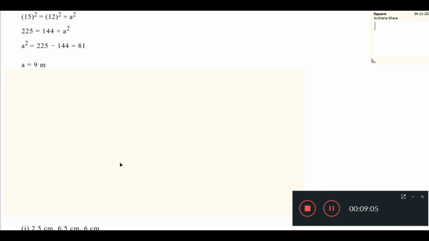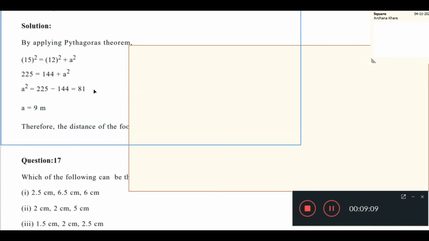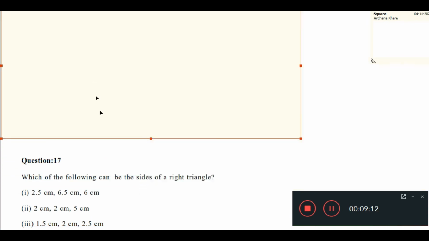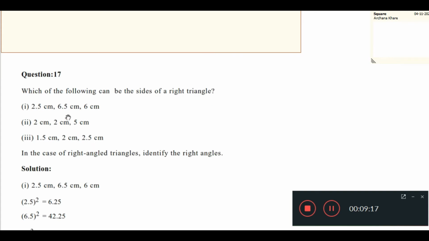Now the next question, number 17. Which of the following can be the sides of a right angle triangle? 2.5 centimeter, 6.5 centimeter and 6 centimeter. This we can do with the help of the Pythagoras theorem. So the longest one you will take as the hypotenuse, and the remaining two you will take as perpendicular or base.